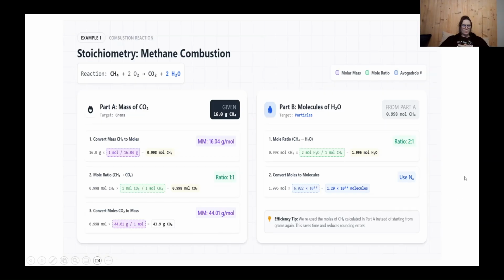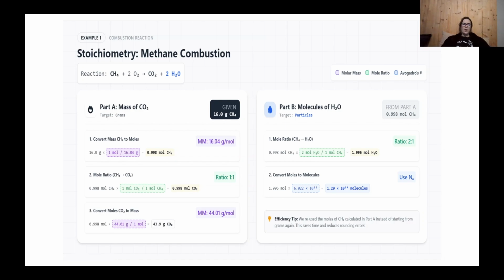Okay, let's look at an example here. So the combustion of methane requires 1 mole of methane and 2 moles of oxygen gas to make 1 mole of carbon dioxide and 2 moles of water. So what are you given in this problem? 16 grams of methane.